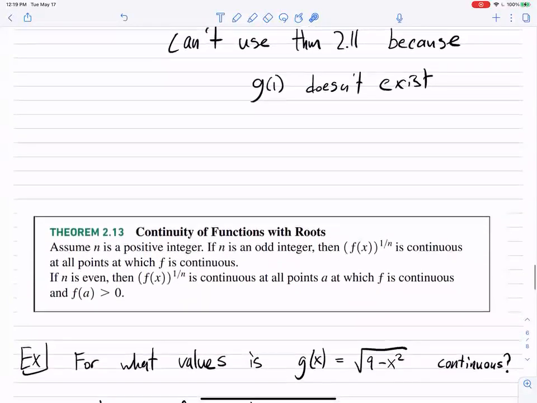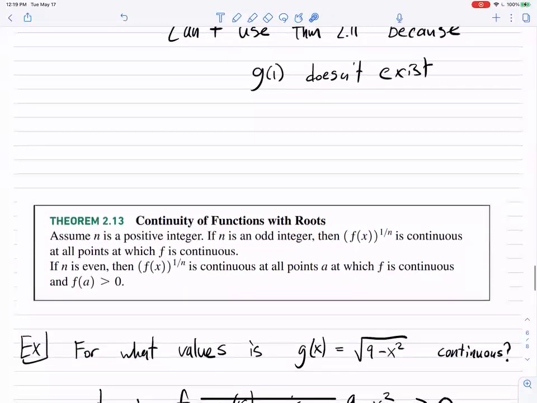So this is theorem 2.13, continuity of functions with roots. So assume n is a positive integer. If n is an odd integer, then f of x to the 1 over n is continuous at all points where f is continuous. So as long as the inside function is continuous, meaning that the function exists and the limit is the same as the function, then you can take the root and it's fine. But what if n is even? If n is even, then f of x to the 1 over n is continuous at all points for which f is continuous, and the function has to be strictly greater than 0. It needs to be positive.